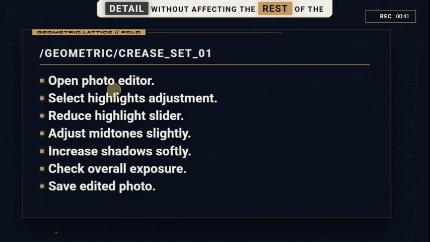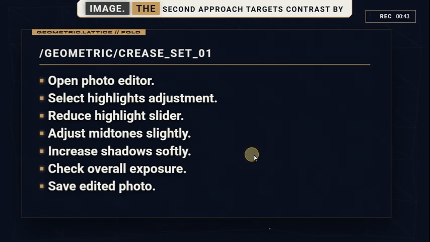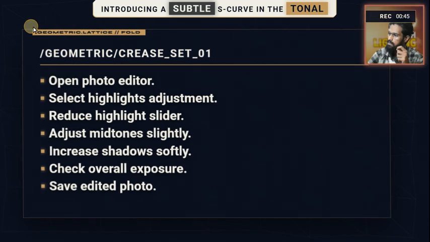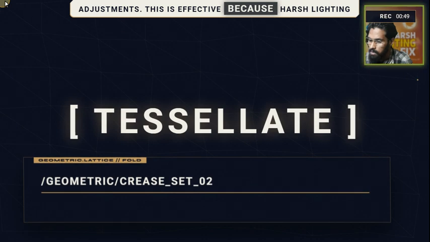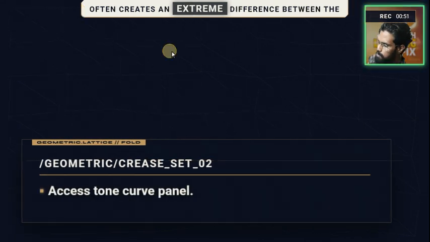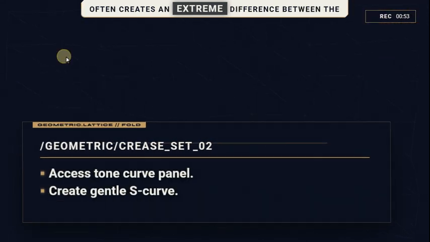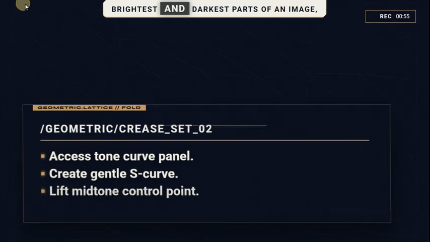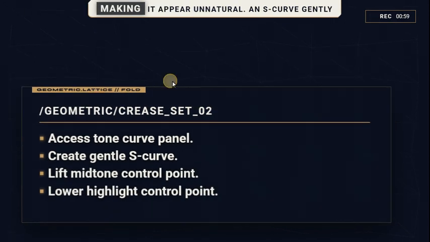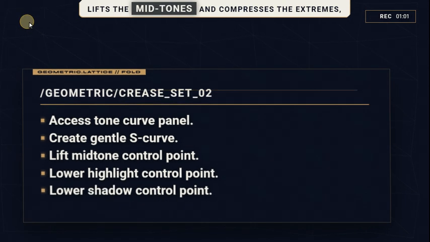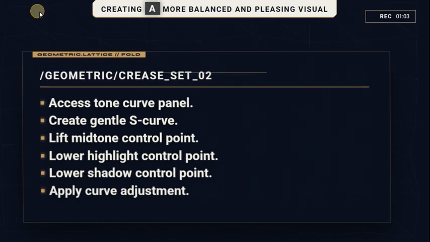The second approach targets contrast by introducing a subtle S-curve in the tonal adjustments. This is effective because harsh lighting often creates an extreme difference between the brightest and darkest parts of an image, making it appear unnatural. An S-curve gently lifts the mid-tones and compresses the extremes, creating a more balanced and pleasing visual dynamic range.